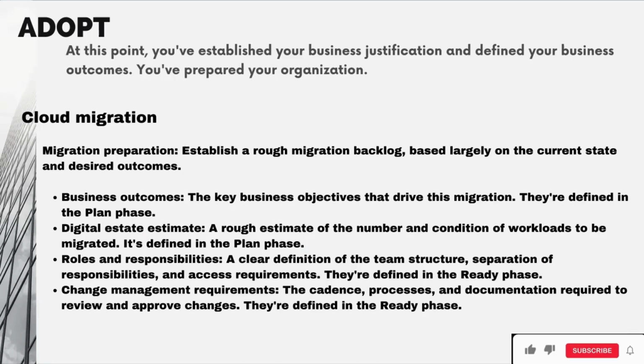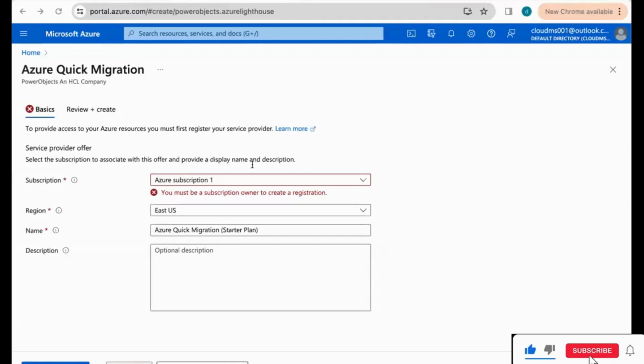Change management requires the cadence, the process, and the documents required to review and approve changes. They are defined in the ready phase, right? So this is what it's all about. So adopt means you establish your business justification and define your business outcomes, right?